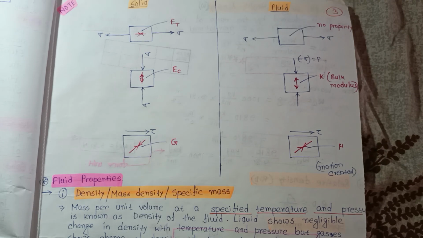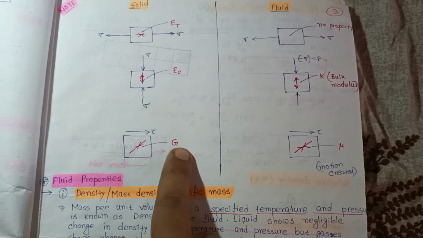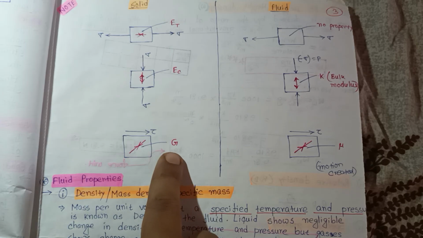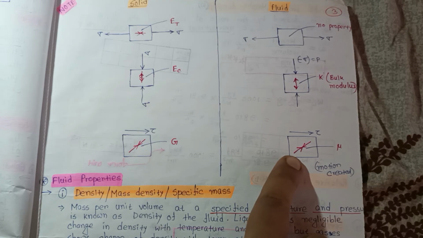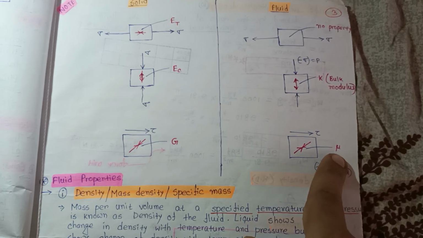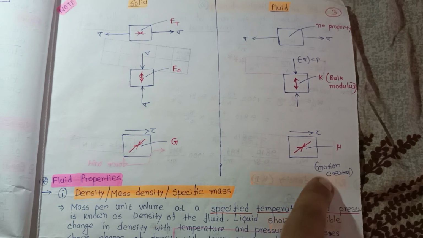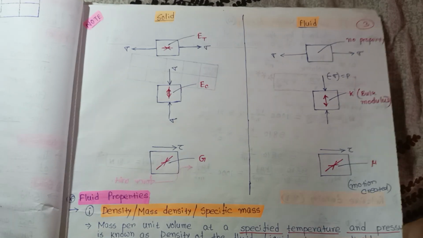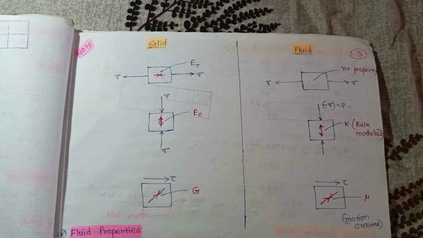For a solid, if there is shear stress, the shear modulus G comes into the picture, which is the modulus of rigidity. And if there is shear stress on a fluid element, the dynamic viscosity mu comes into the picture, and that is why motion is created. So this is the basic difference between solid and fluid.